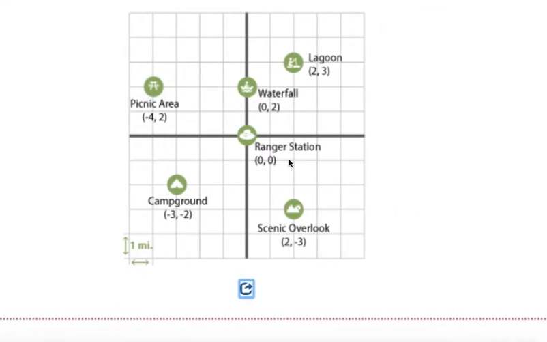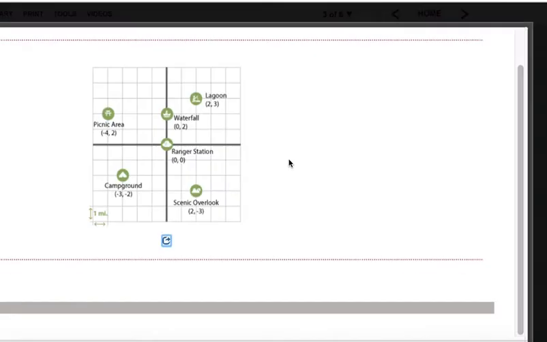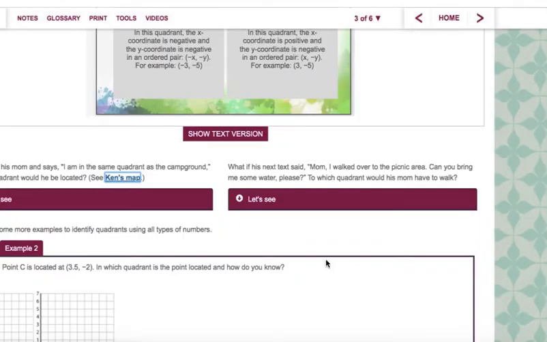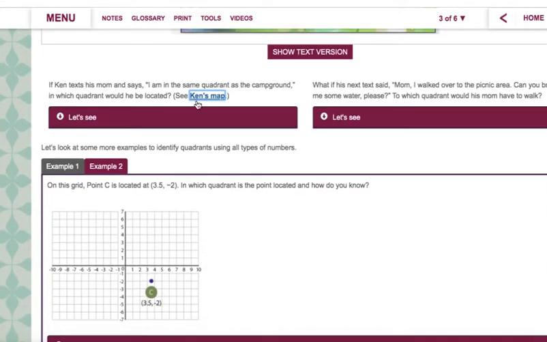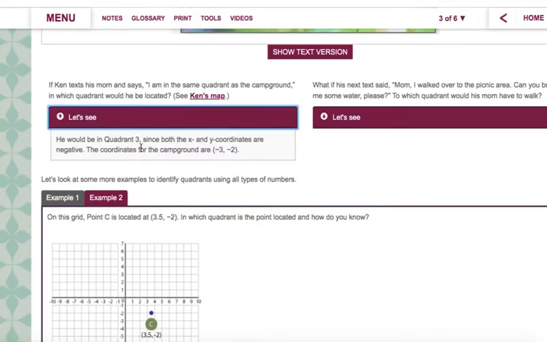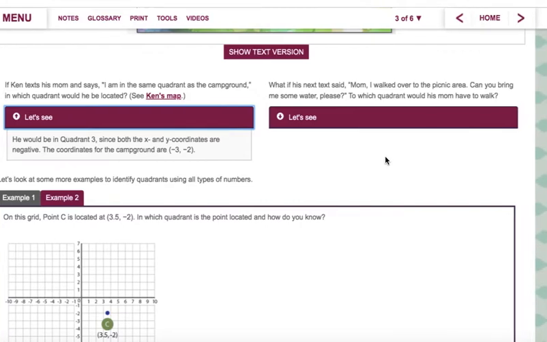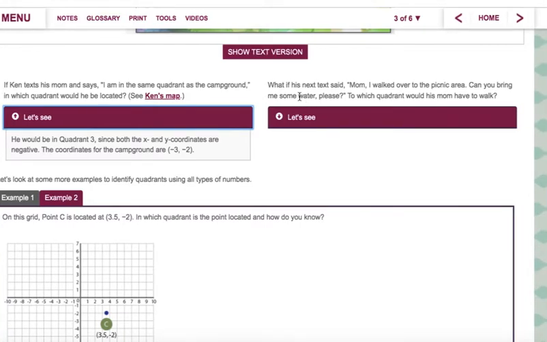I don't need that screen. Let's go back. And then we can always check to see. He would be in Quadrant 3, so we were correct. If his next text said, Mom, I walked over to the picnic area. Can you bring me some water, please? To which quadrant would his mom have to walk?